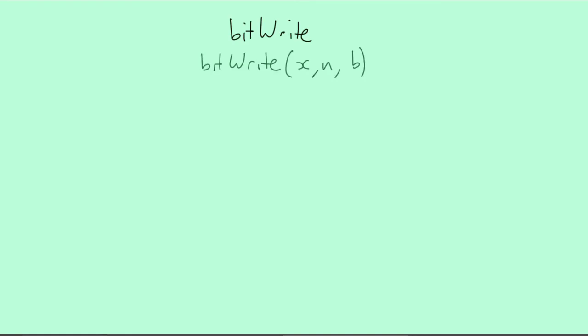To do that, we use the function bitWrite. As an example here, we've got the arguments x, n, and b, such that x is the input variable, the one we want to change, n is the bit we want to change, and b is either a 0 or a 1, if we want to change that bit to a 0, or if we want to change that bit to a 1. So let's have a look at an example.